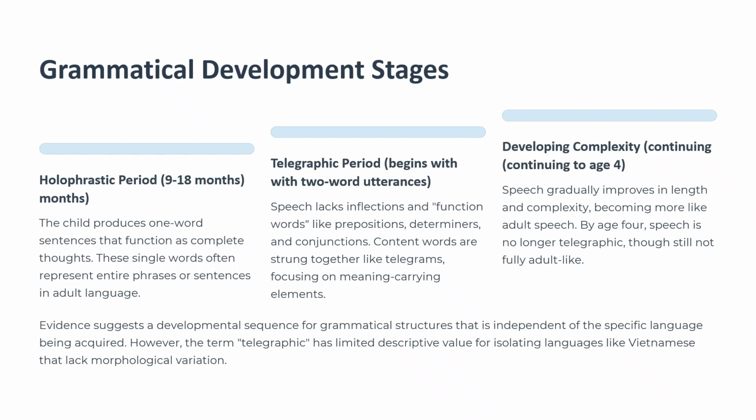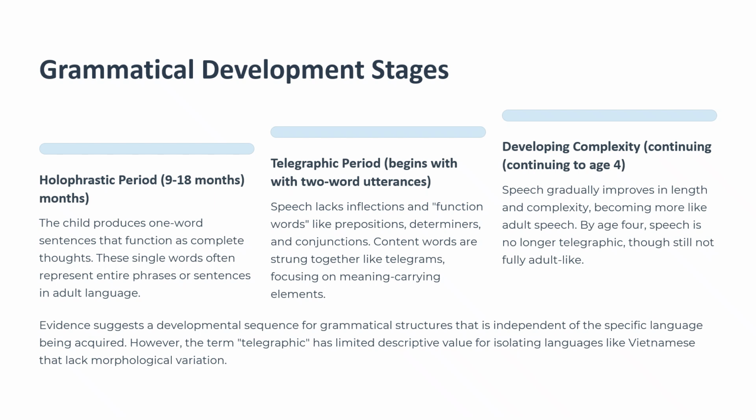Developing complexity, continuing to age 4. Speech gradually improves in length and complexity, becoming more like adult speech. By age 4, speech is no longer telegraphic, though still not fully adult-like.